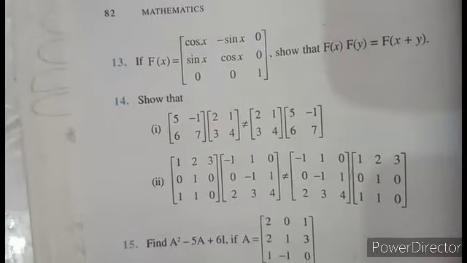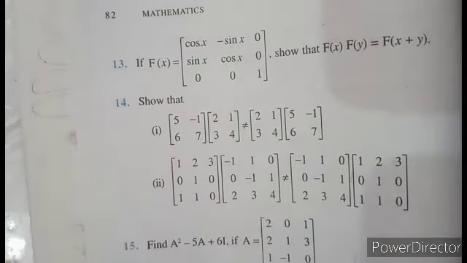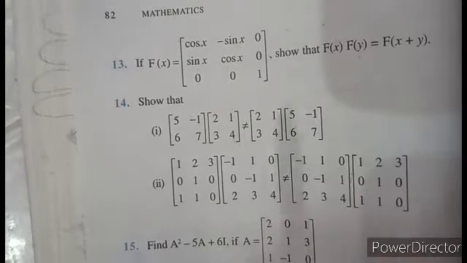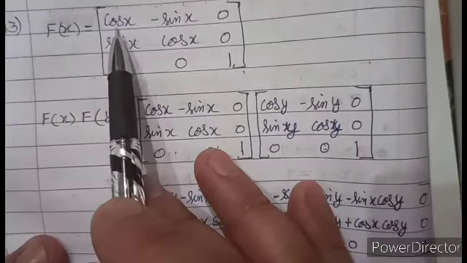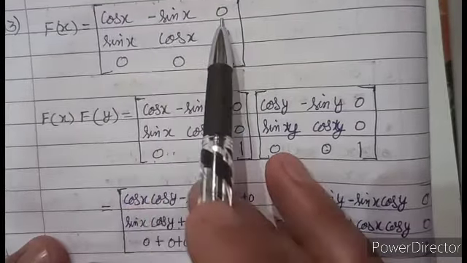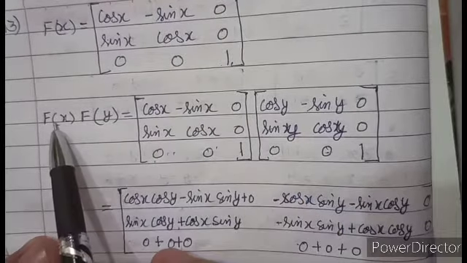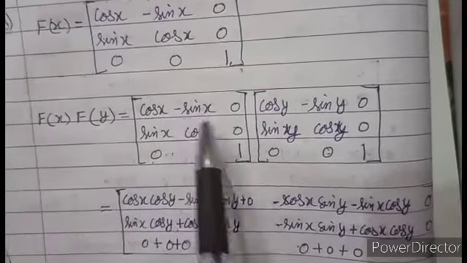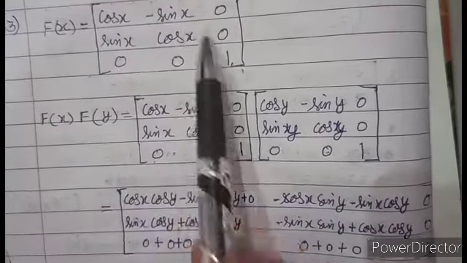In the 13th question, matrix F(x) is given to us and we have to prove that F(x) into F(y) is equal to F(x plus y). Here F(x) is given to us as cos x, minus sin x, 0, sin x, cos x, 0, 0, 0, 1. Now we want to find F(x) into F(y). F(x) is already given to us, and in the case of F(y) the variable will change: in place of x we will take y.